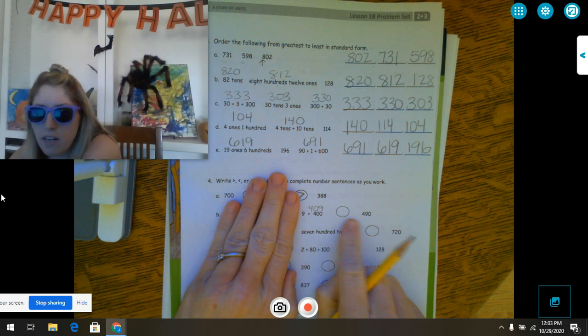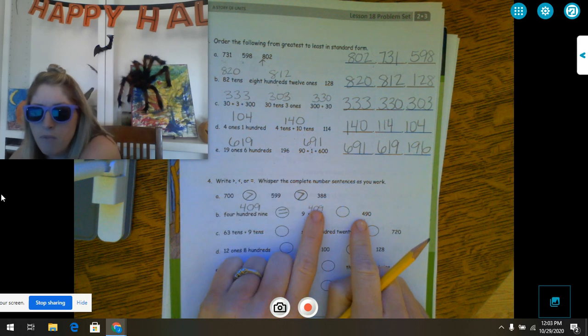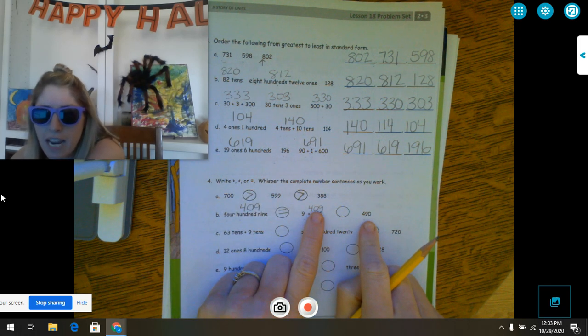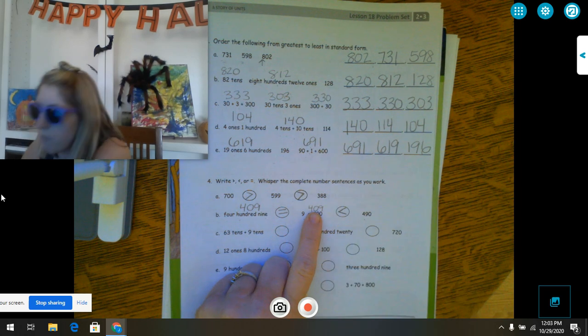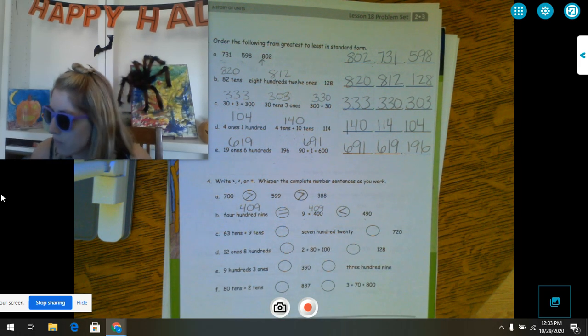All right, let's look at our next two numbers here that have the circle in the middle. We have 409 or 490. They both have a 4 in the hundreds place. We look at the tens. We have a 0 in the tens and a 9 in the tens. So that alligator mouth is going to open toward the one with the 9 in the tens.